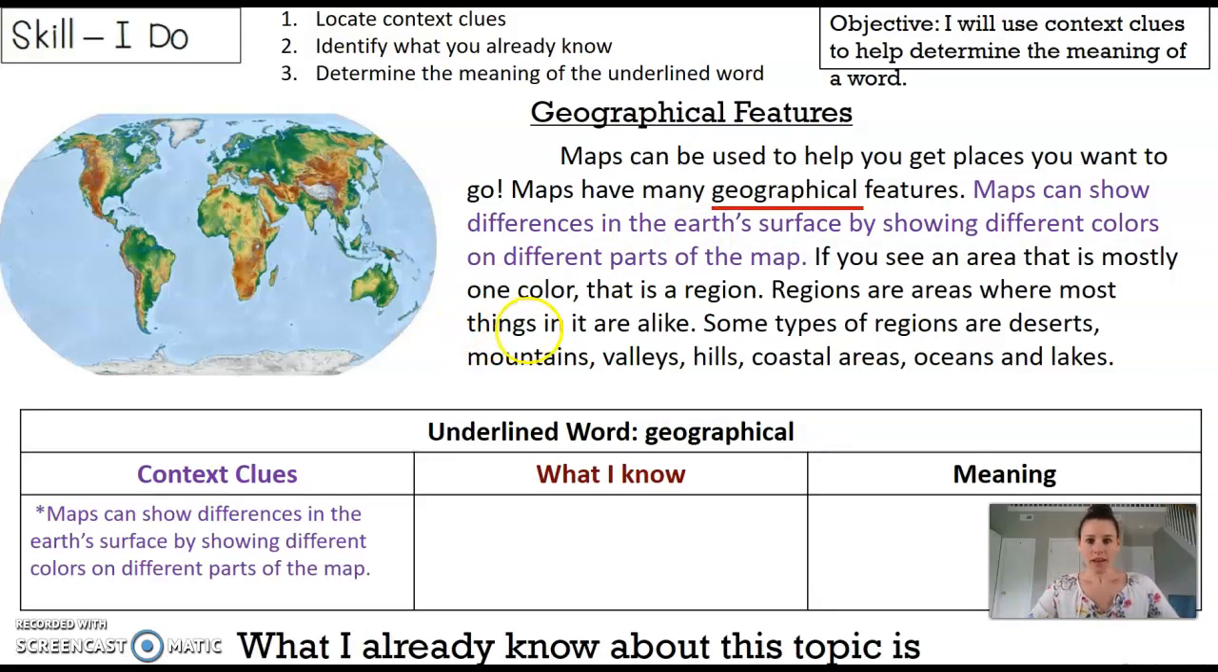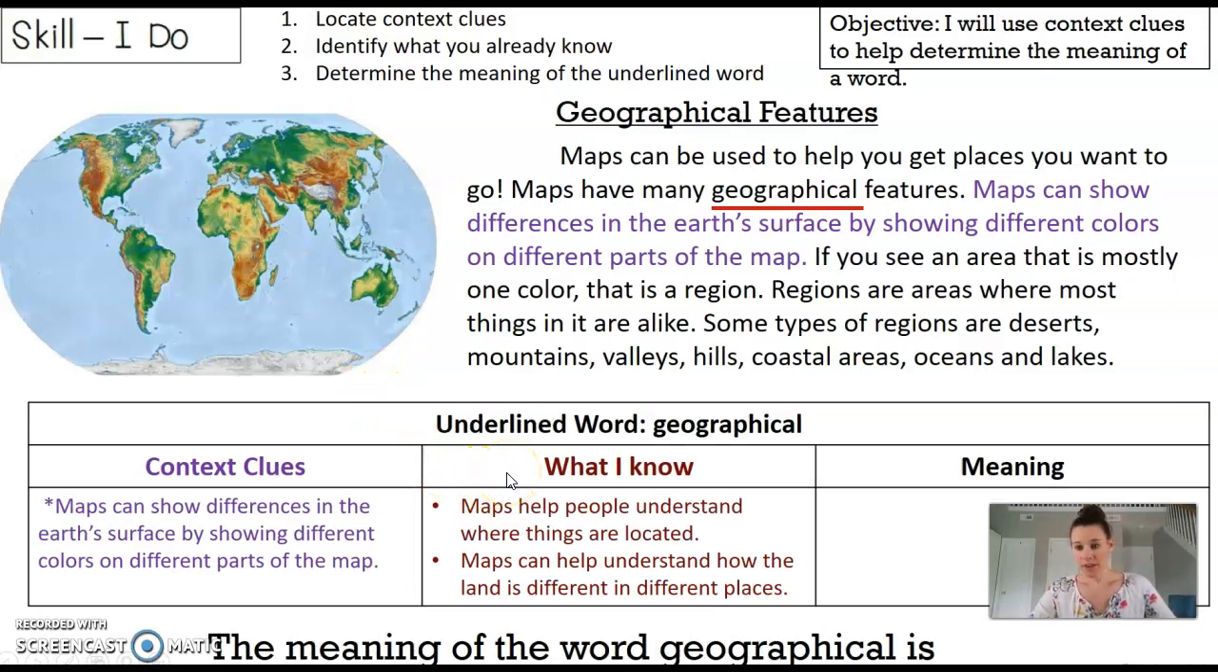I have highlighted for our context clues, maps can show differences in the Earth's surface by showing different colors on different parts of the map. So I look over at my map and if I look at the Western United States, I'm going to see lots and lots of red and yellows. And if I look more toward the eastern side, I see more green and light yellow over here too. All right, let's go on to what I already know.